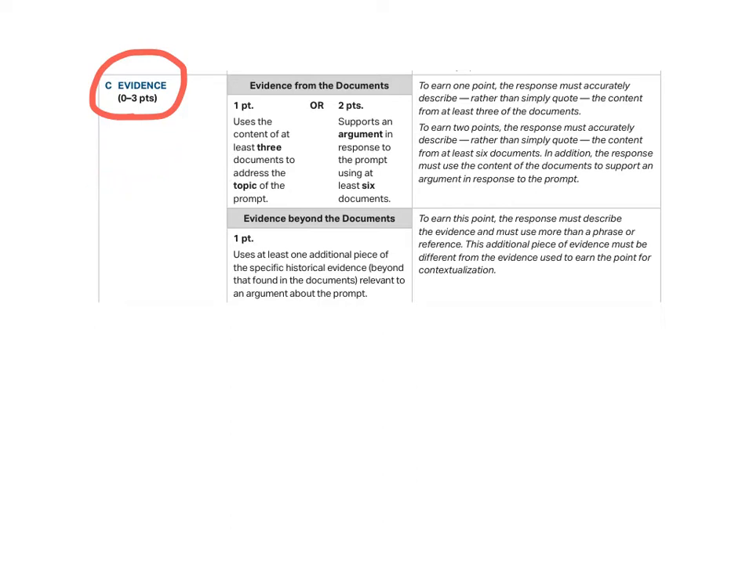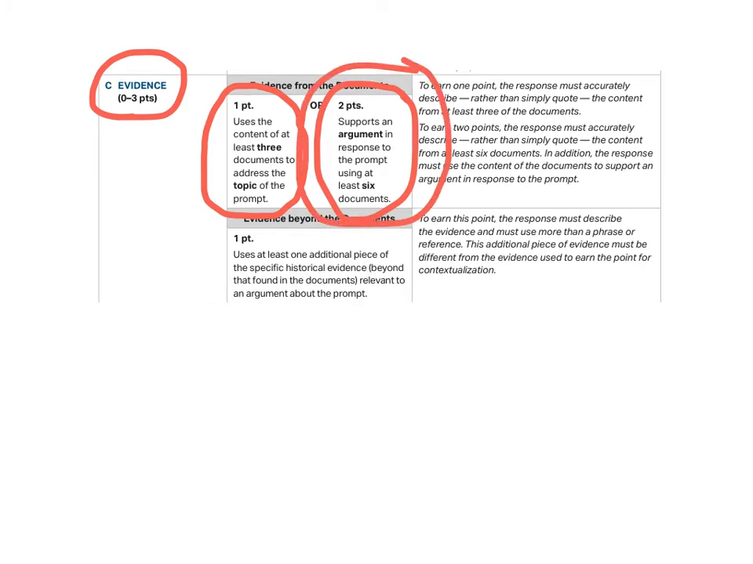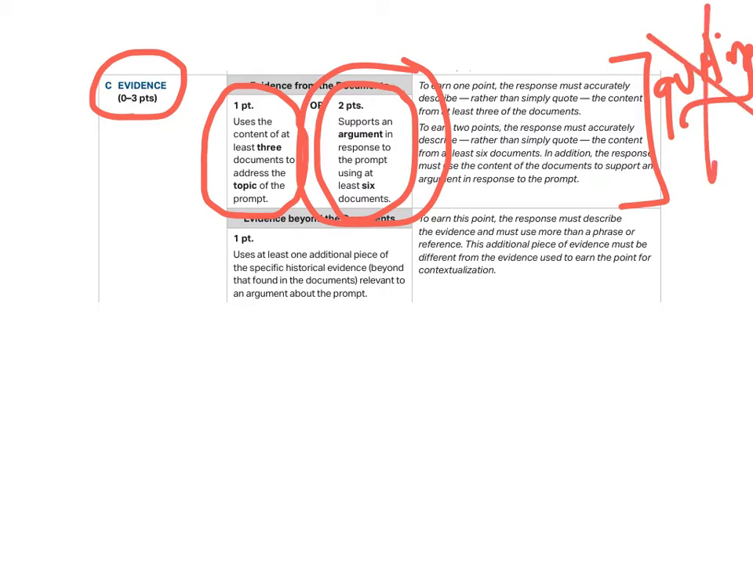So, when using your documents, if you successfully use 3 documents, their meaning, their content, 3 of the 6 or 7, then you can get 1 point. But if you use 6 or more of the documents to explain the argument, then you can get 2 points. Now, as you see here, this is not just quoting. It's not just quoting. It is, as I like to say, using the docs.